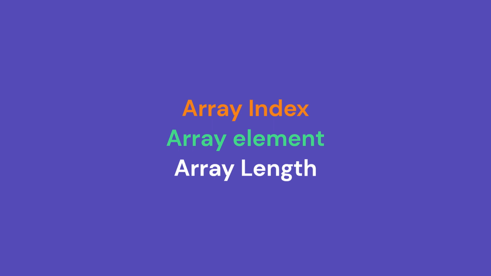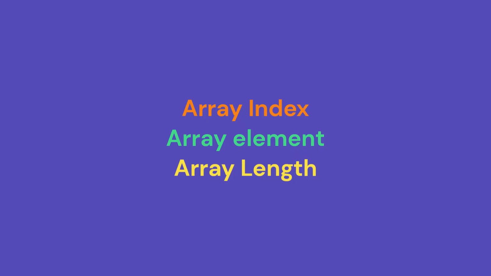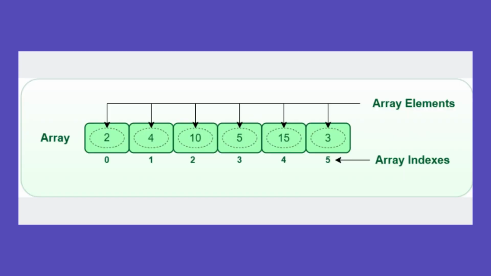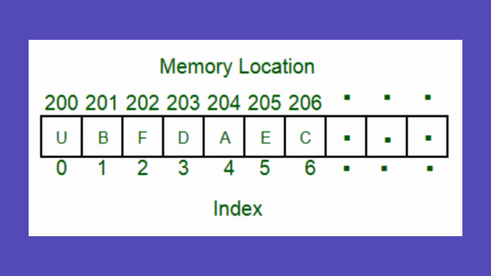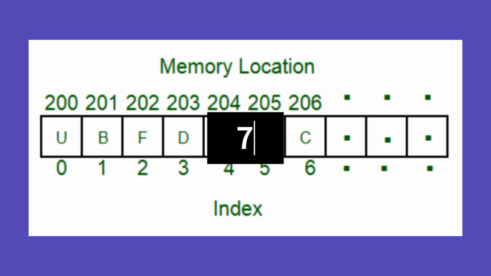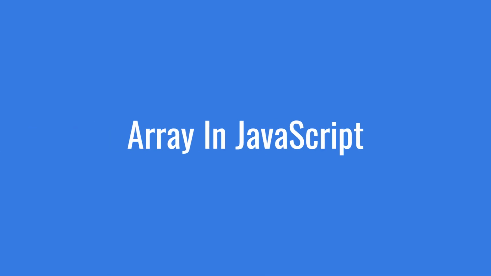Next, array element. Every item in the collection is an array element. Then array length. We can see here we have 6 elements in this array, so the length of this array is 6. And in this case, our length will be 7, and those are indexes and those are array elements. Okay, nice. We successfully understand basic terminologies of array. Now let's move on to the next part, that is array in JavaScript.